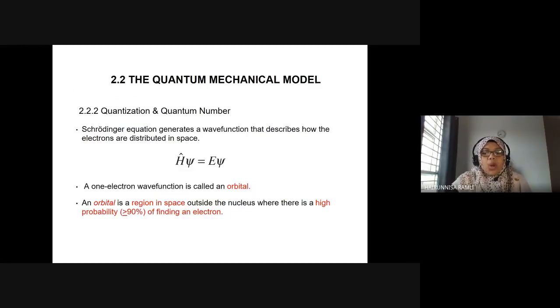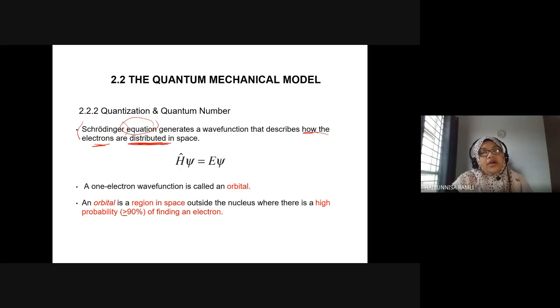So okay. Now, tadi kan saya cakap the last year for the combination of the quantum mechanical model is from Schrodinger. So actually the equation is to find the coordinate of the electrons. They describe how the electrons are distributed in space, macam mana distribution of that electrons.